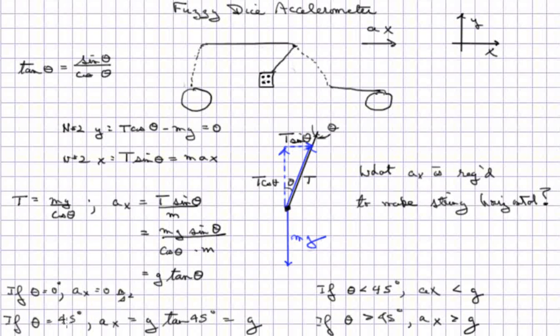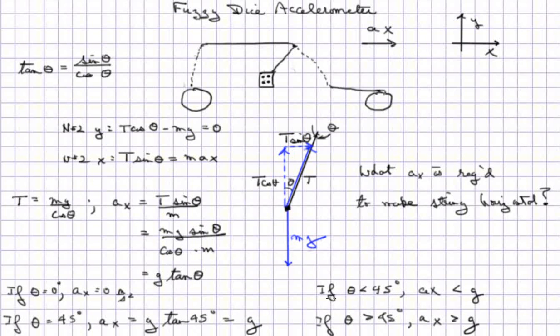If theta is equal to 45 degrees, on the other hand, you put tangent of 45 degrees into this expression that we have. Tangent of 45 is 1. And that would mean that if this string is hanging at an angle of 45 degrees, you have an acceleration of g to the right. So essentially, we have an accelerometer here. We can measure the theta of the string, take the tangent of it, multiply it by g, and we get our acceleration in meters per second squared to the right.